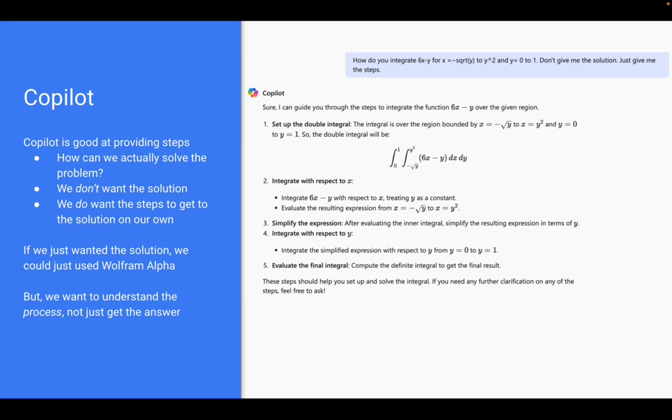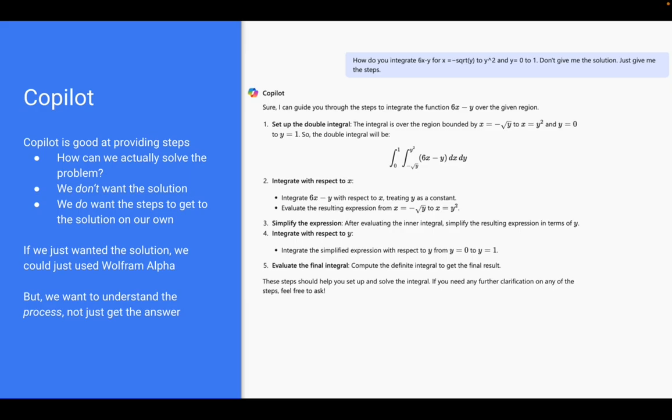We want to then ask Copilot for help solving the problem, but we don't want the solution because we want to solve it ourselves. So we want to make sure that we put that in the prompt. So a prompt that we can use is, how do you integrate 6x minus y from x equals negative square root of y to y squared and y equals 0 to 1? Don't give me the solution, just give me the steps.